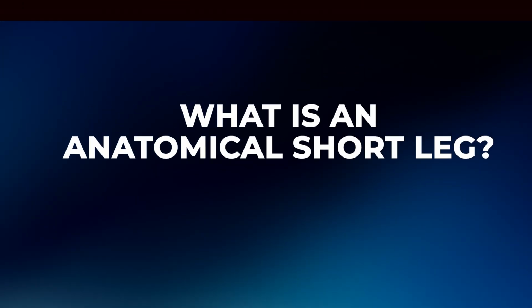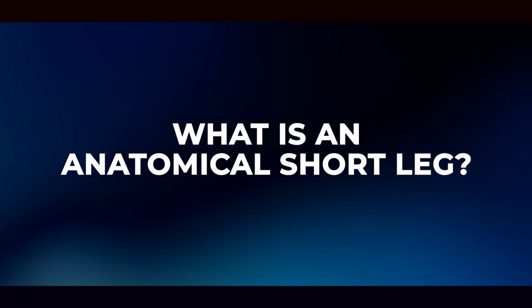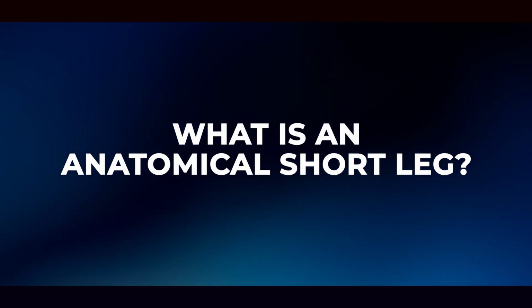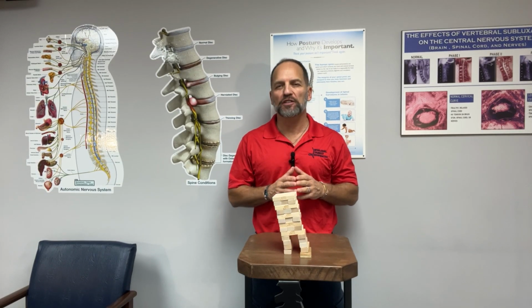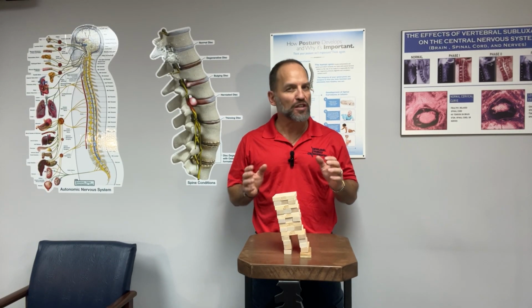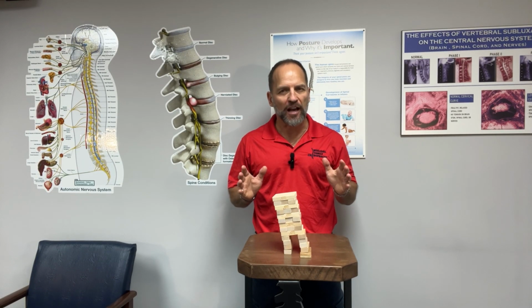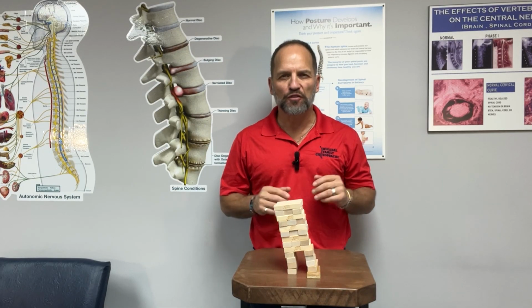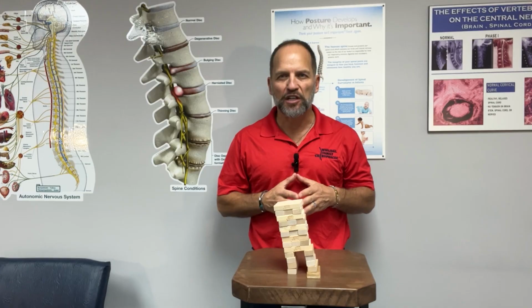To understand how a short leg can influence the spine, we need to be clear on what an anatomical short leg actually is. This is a true structural difference in the length of the bones, not just a muscle imbalance or a posture habit. One leg is physically shorter, even if the difference is only a few millimeters, as demonstrated by my Jenga blocks.